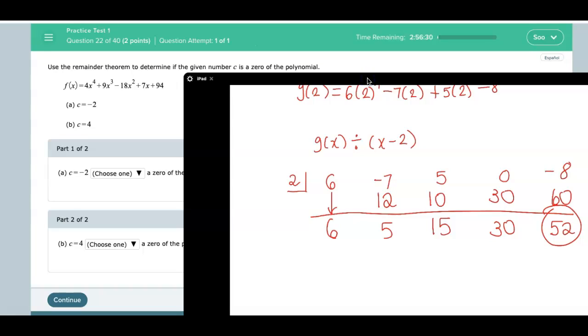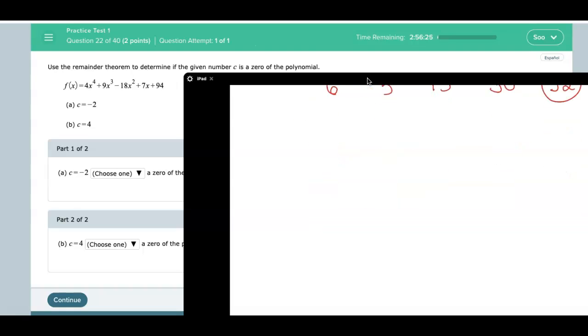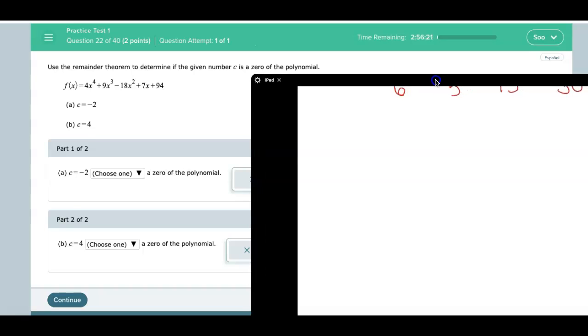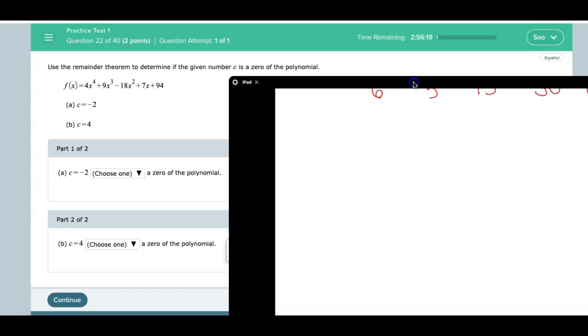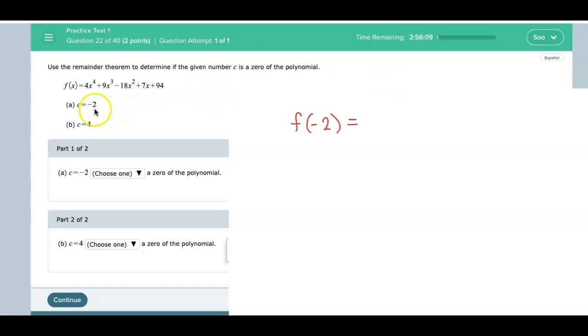We can do it two different ways. We can do the synthetic division, or we can just use direct substitution. Because if we are using the remainder theorem, we can just, let's do that. That's easier, I think. F of -2. The first c value they want us to look at is c equals -2. If it is a zero of a polynomial, if I plug this in, I will get a 0 for the function value.